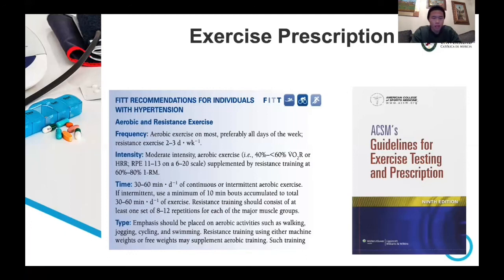Okay, so the type of exercise. Here the emphasis should be placed on aerobic activities such as walking, jogging, cycling, and swimming, as we talked about in the previous slides. And for resistance training, using either machine weights or free weights may supplement the aerobic training.